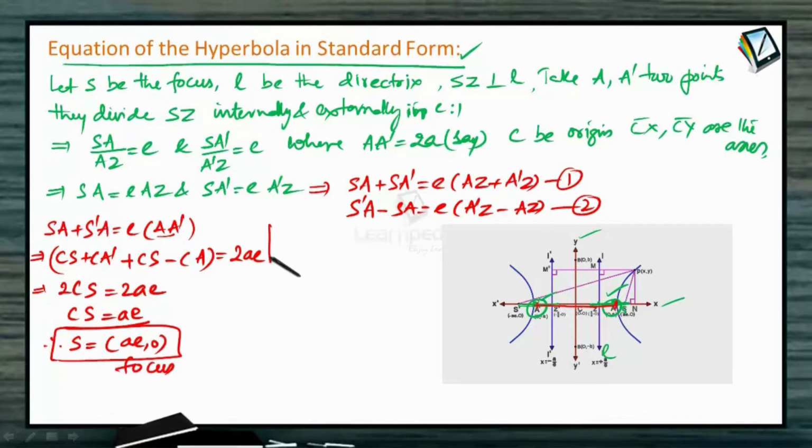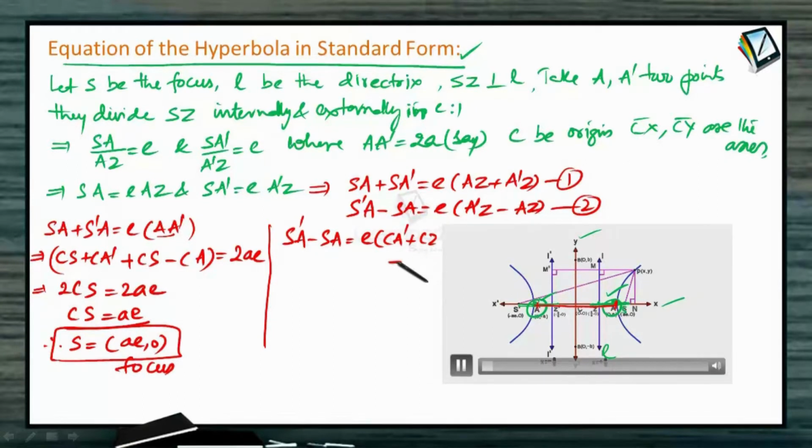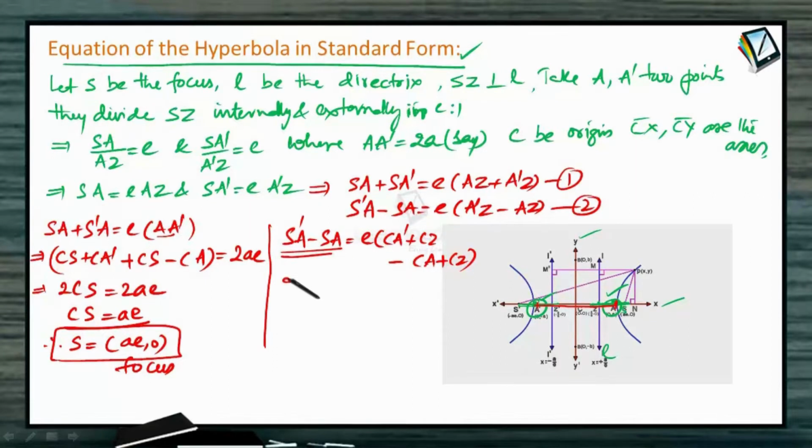Similarly, if I take S dash A minus SA is equal to e into A dash Z minus AZ. A dash Z minus AZ I can write as CA dash plus CZ minus CA minus CZ. Again here C and C dash cancel away, and SA dash minus SA is nothing but AA dash, that is equal to 2a, and this is e into 2 into CZ.